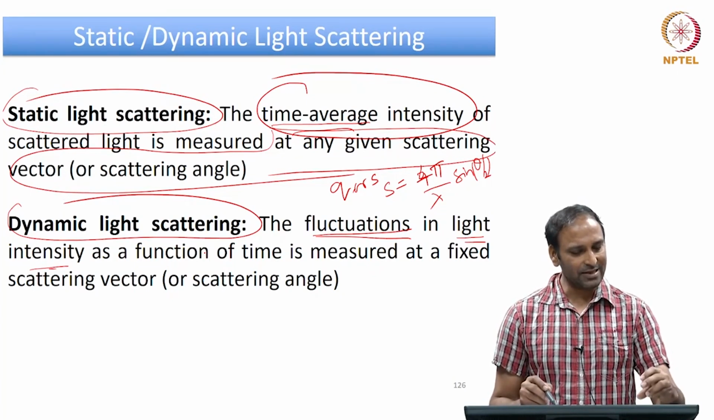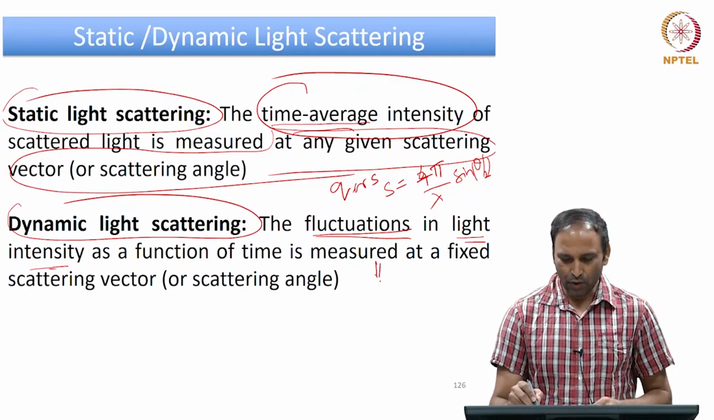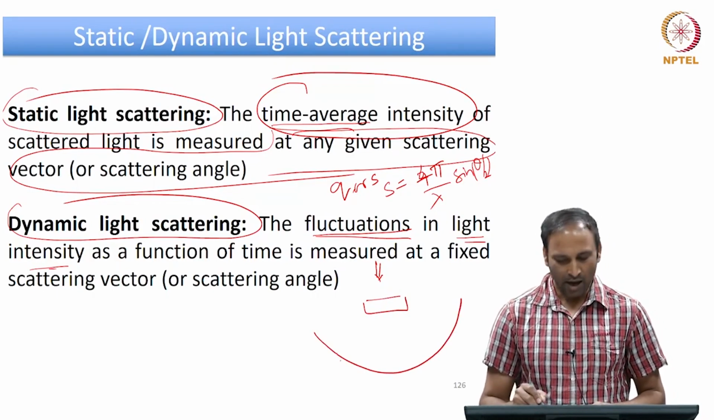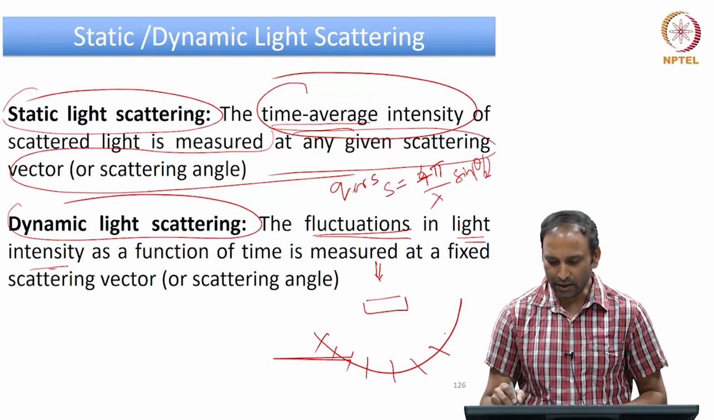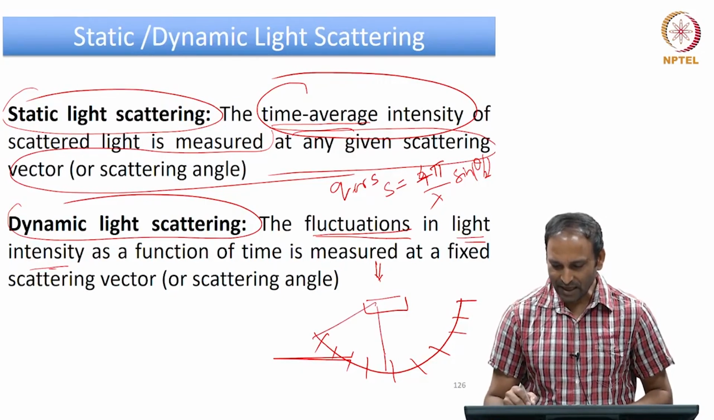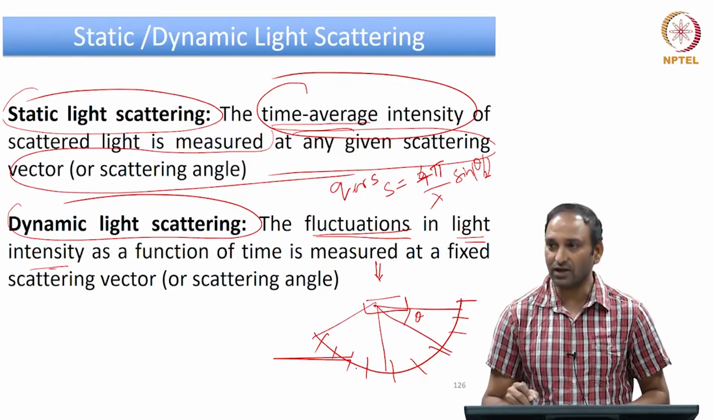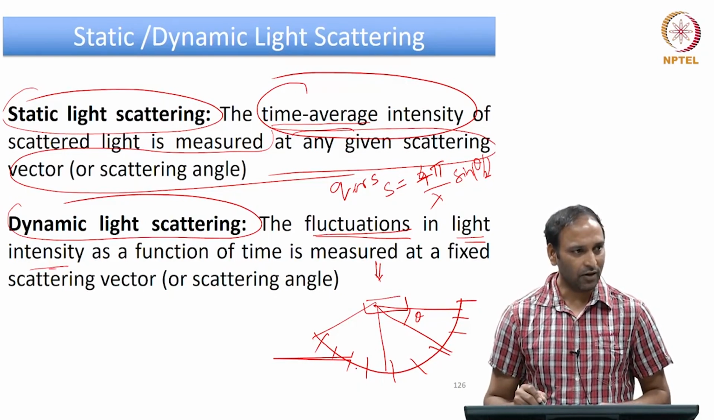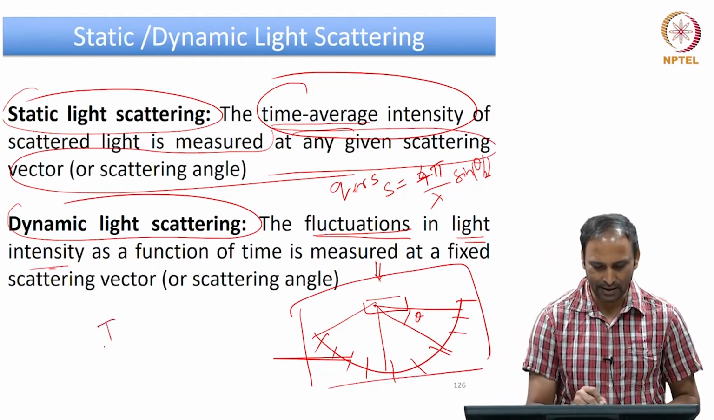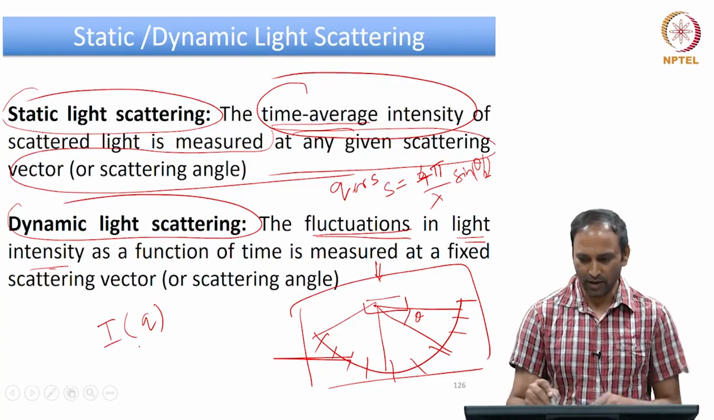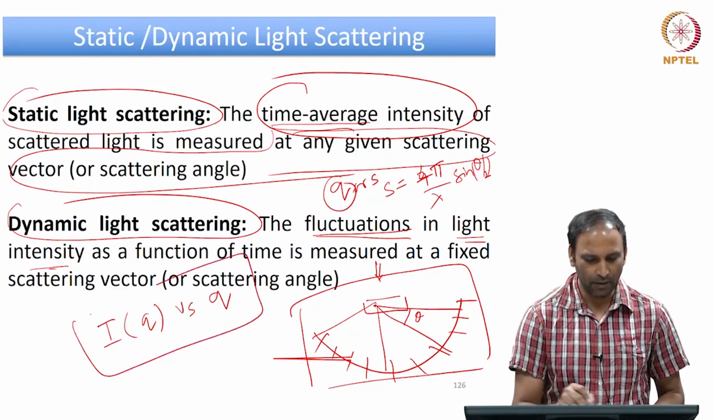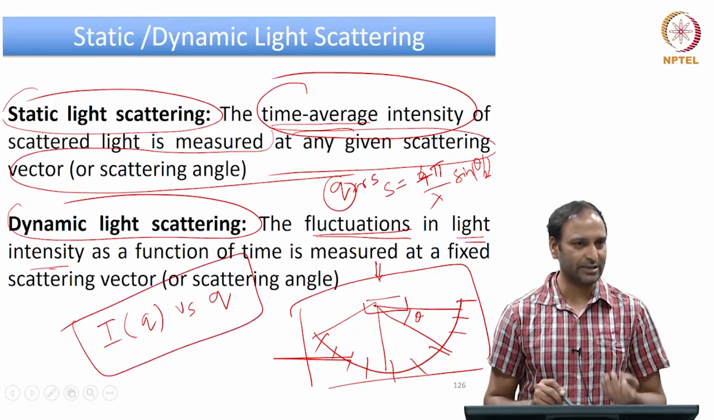Typically, whenever people do static light scattering, there is a radiation source, there is a sample, and you collect scattered intensity across many detectors. That means I am basically collecting scattered intensity at different theta, right? So what you get from the static light scattering experiment is I of q, as a function of q.